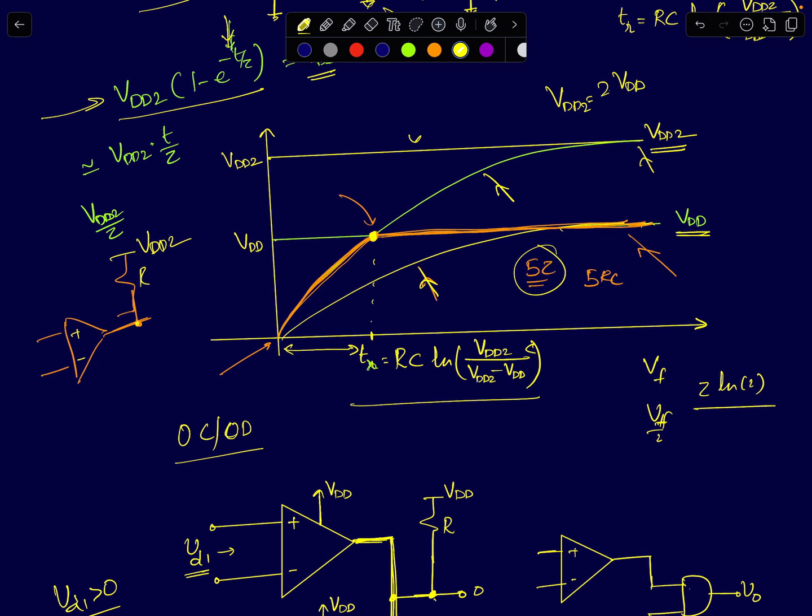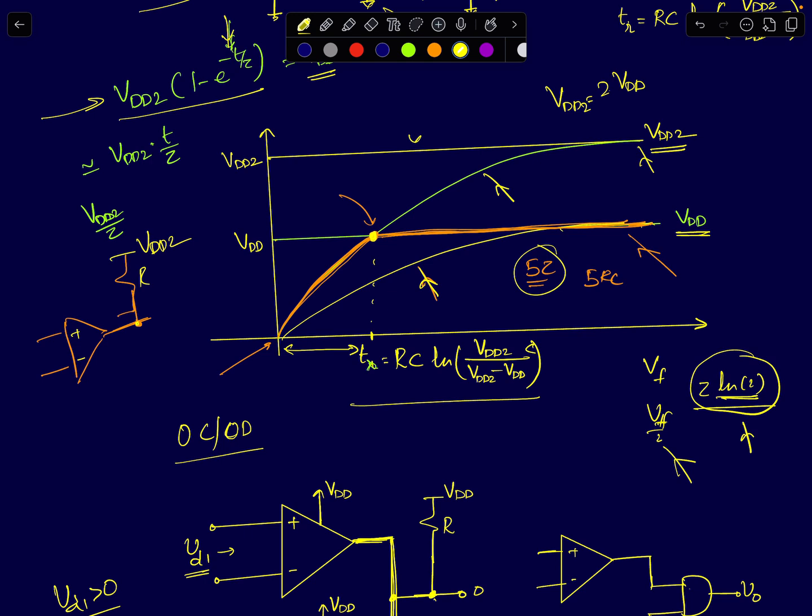Okay, so remember, ln 2 is a number that is less than 1. ln is log to base e, and e is some 2.8 or 2.78 or something. It's close to 3. So therefore, ln of 2 will be a number that's less than 1, I think it's 0.69 something. Which means it will take less than 1 time constant to reach half its final value. This is a useful result to keep in mind.